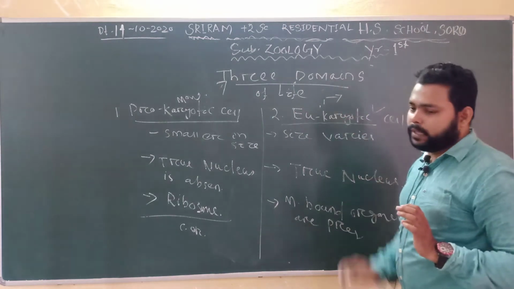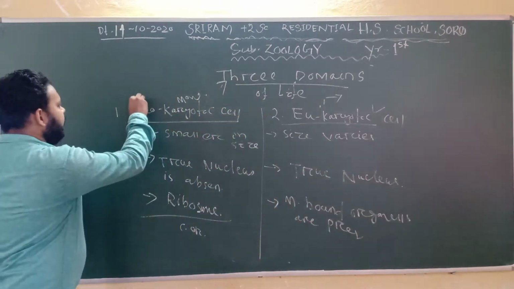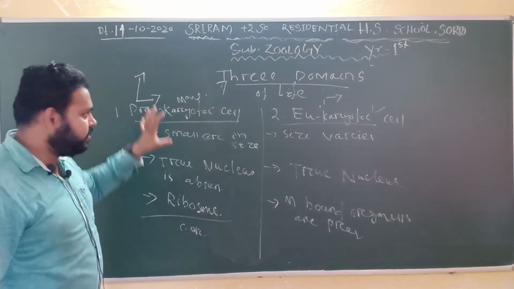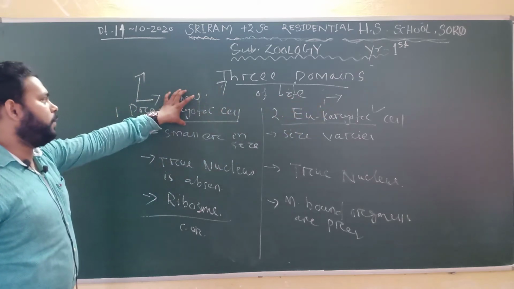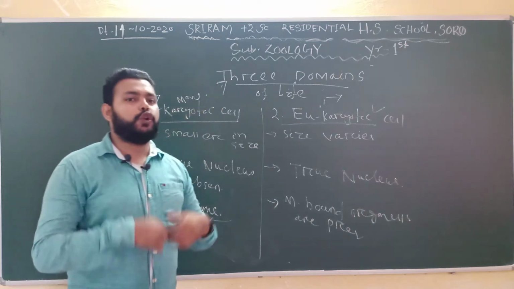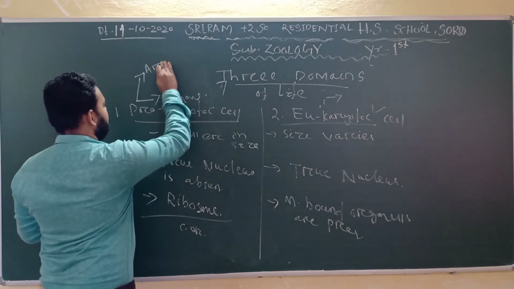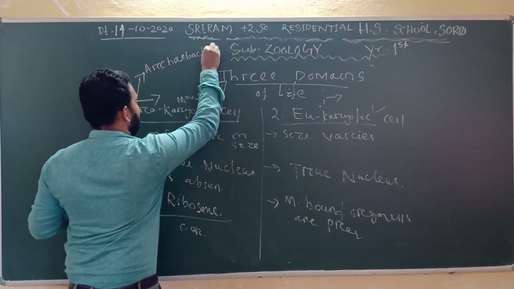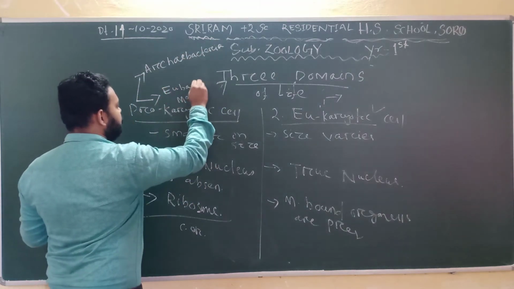But according to the three domains of life, Carl Woese divided these prokaryotic cells into two types. This is the very interesting thing. We know prokaryotic cells and eukaryotic cells, but according to three domains of life, Carl Woese divided the prokaryotic cells into two types: one is the Archaebacteria, and another one is the Eubacteria.